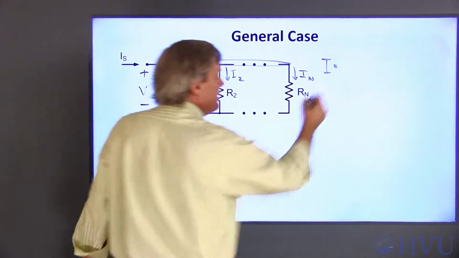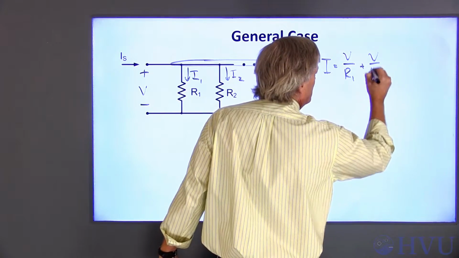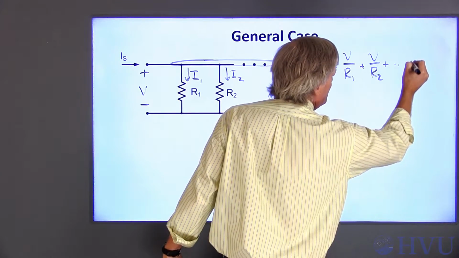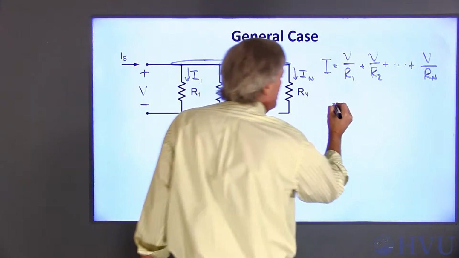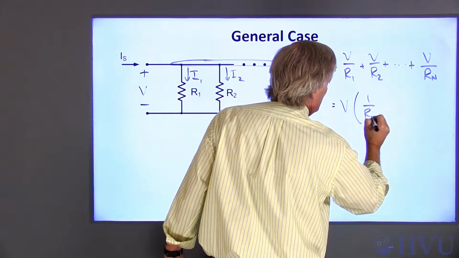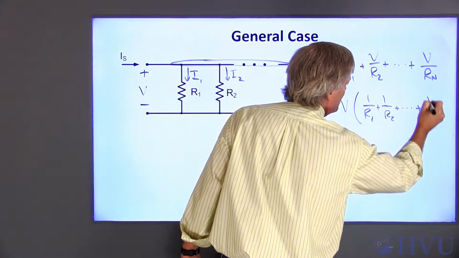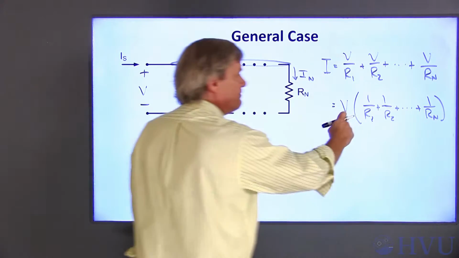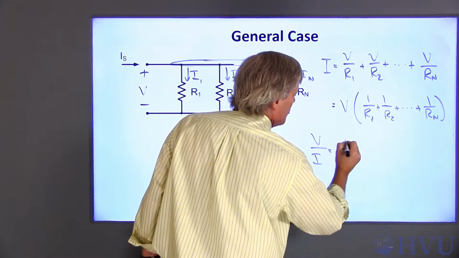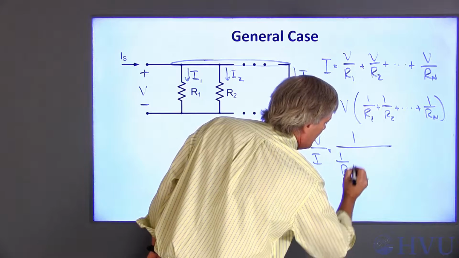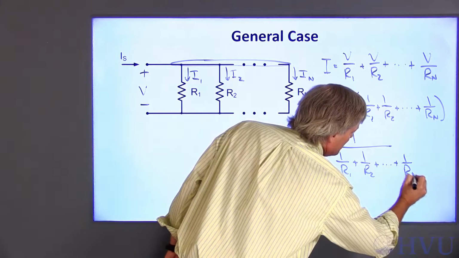which is V over R1, plus I2, which is V over R2, plus a bunch of other similar terms up to V over Rn. So I can take out the V. This becomes V times 1 over R1 plus 1 over R2, plus a bunch of other terms up to 1 over Rn. Dividing by I and this term, V over I is equal to 1 over R1 plus 1 over R2 plus a bunch of other terms up to 1 over R sub n.